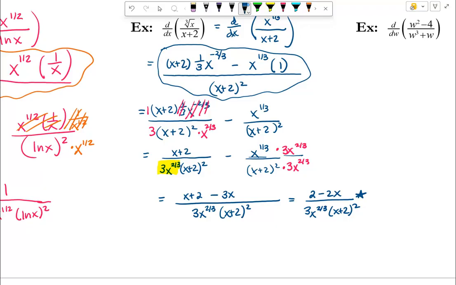And I don't want to have negative exponents. I generally want to have a common denominator. I often want to factor out a GCF when I can.